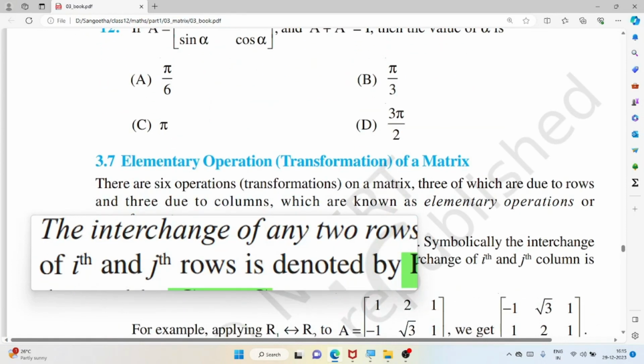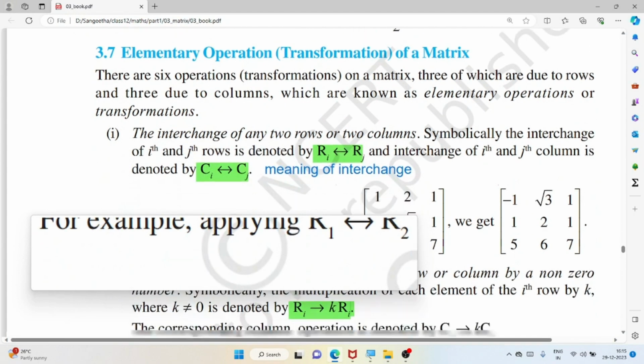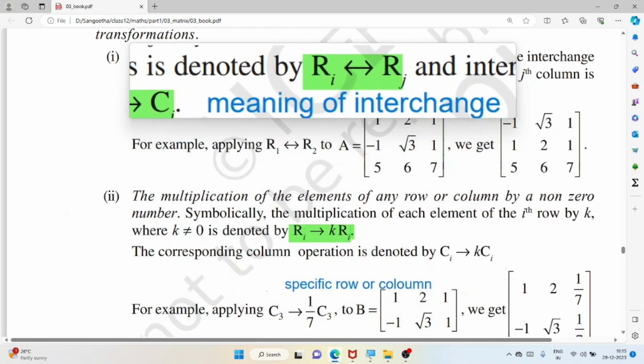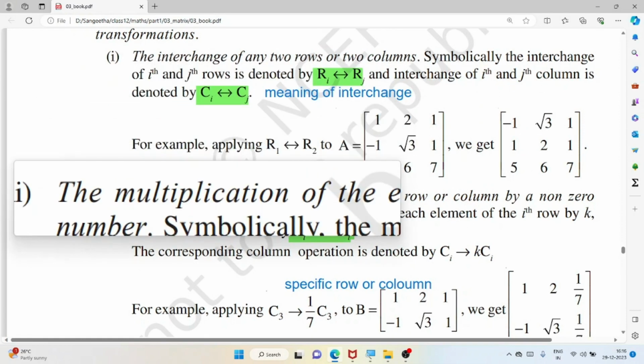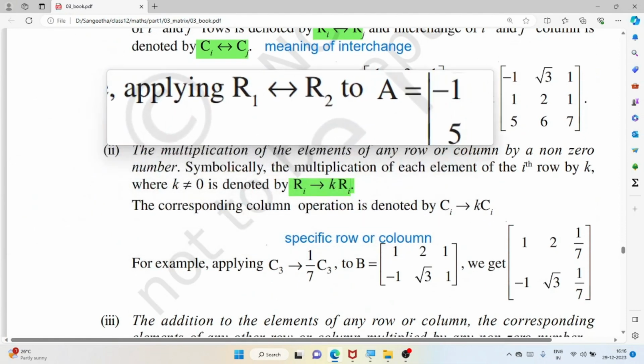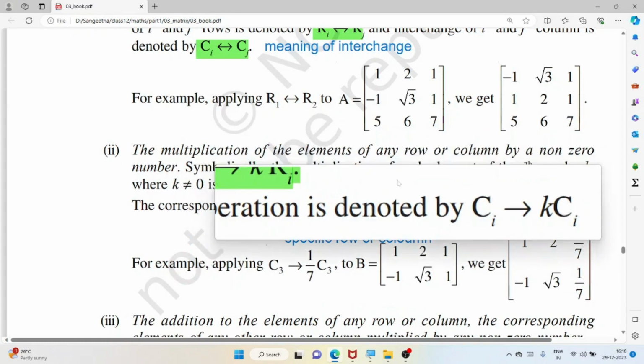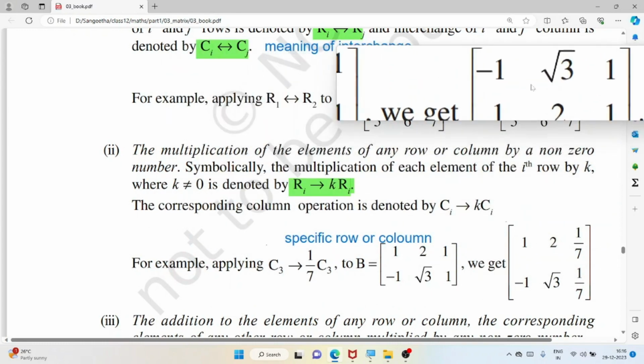Elementary operations or transformations of a matrix. This is how you represent interchanging rows. This is interchanging columns. Here we are interchanging row 1 with row 2. These two are interchanged here.